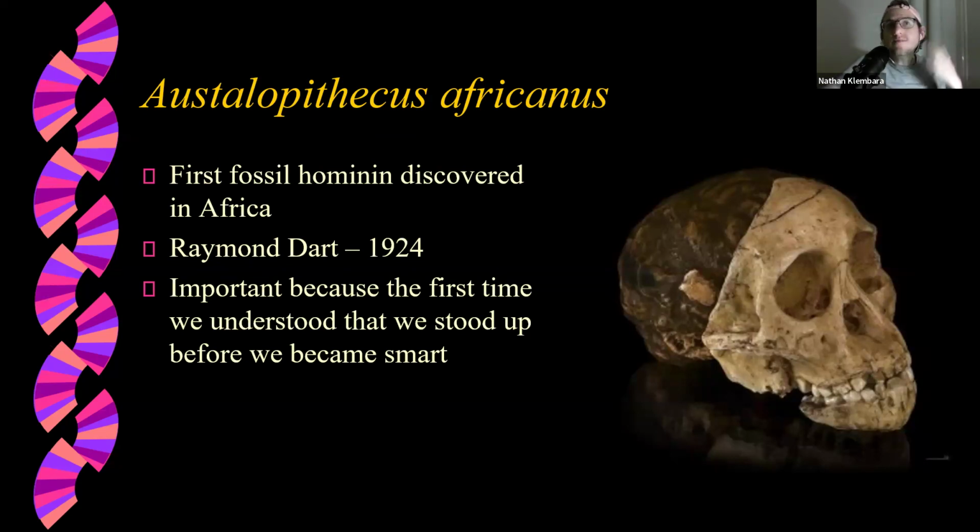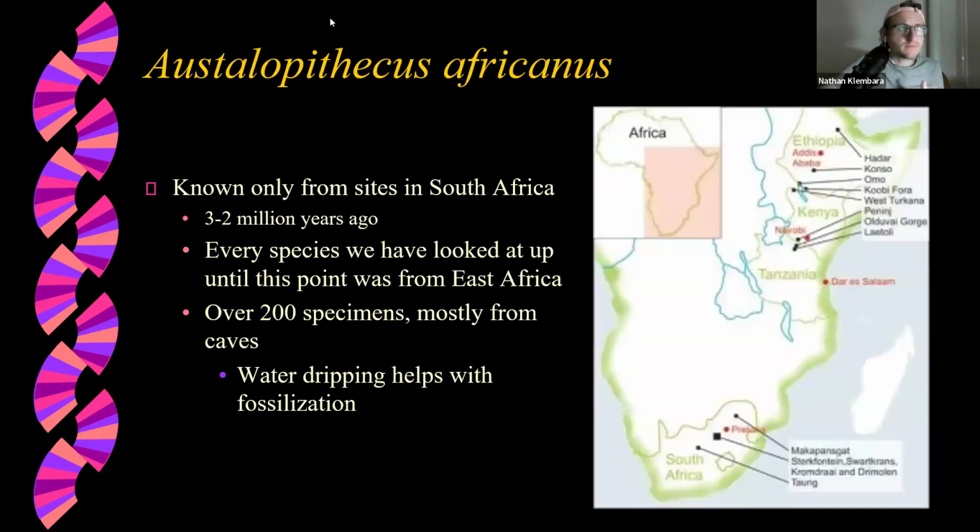And this was important because this was the first time we had a fossil specimen that was small-brained but bipedal. So this was the first time that we were like, wow, maybe our brain is not what makes us human. Maybe it's our feet. So this was really cool. It was really important. Africanus is also the first hominin species that we know of in South Africa.